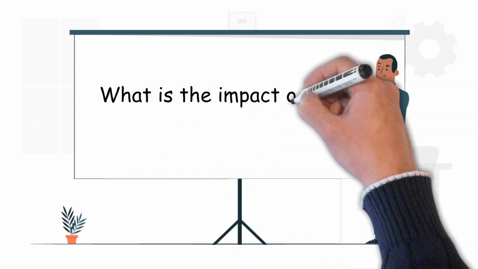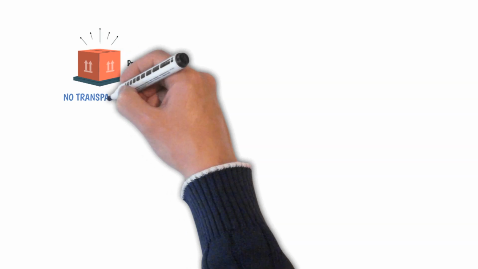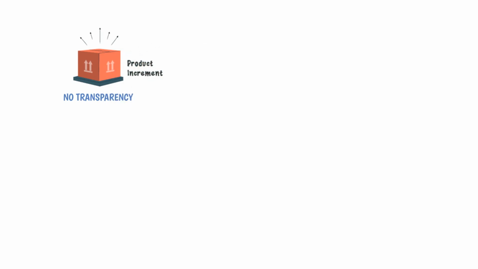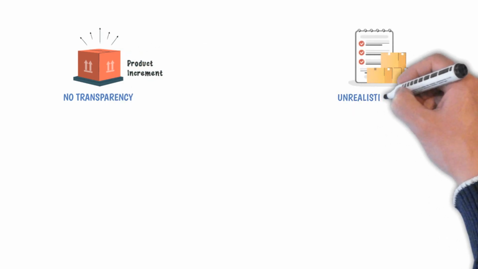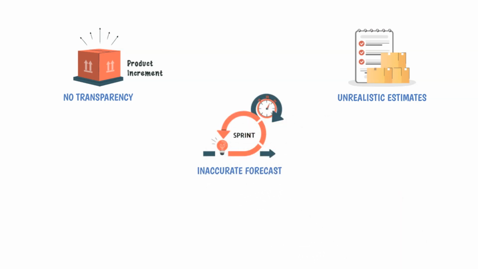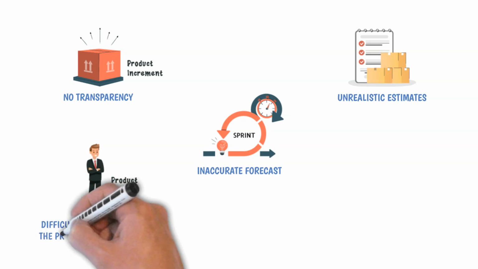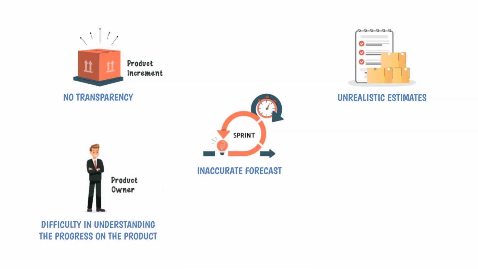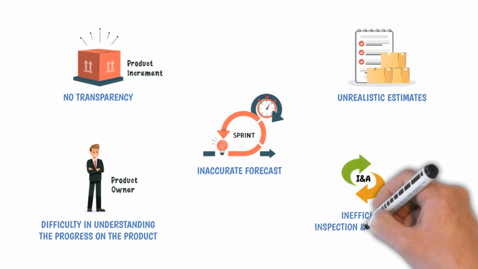What is the impact of the definition of done? There is no transparency on whether a product increment is releasable. There is an impact on estimations, or unrealistic estimates. Inaccurate forecast on sprint work. The difficulty for the product owner to understand the progress on the product. Inefficient inspection and adaptation at sprint review.